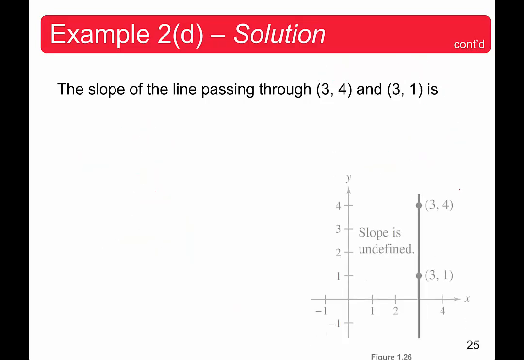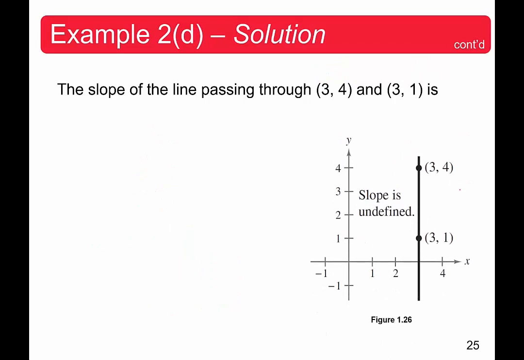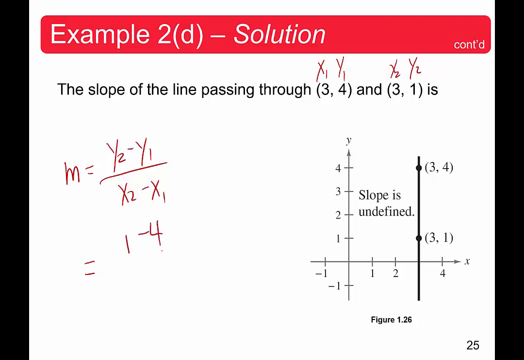So one last scenario is what we call a vertical line. So here we are given x1, y1, x2, y2. So again, using the slope formula, y2 minus y1 over x2 minus x1. y2 is 1, y1 is 4. 1 minus 4 over 3 minus 3. 1 minus 4, that's negative 3 over 0, that's undefined. Any number over 0 is undefined.